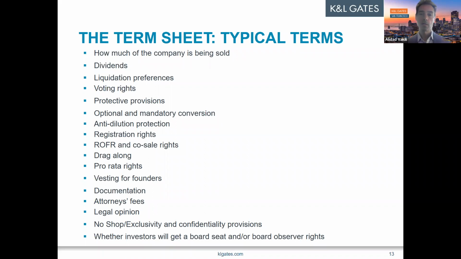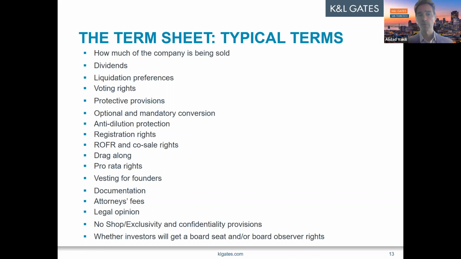Usually it's 1 times their investment, or it's the greater of 1 times their investment, or whatever they would get if they converted to common and then became a common shareholder. There's a lot of different ways to do this, and the 1 times is pretty typical, 1 times their investment. Again, there's nothing set in stone here. It's all subject to negotiation.